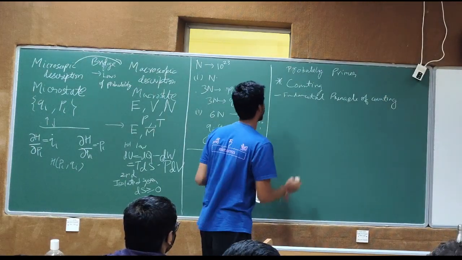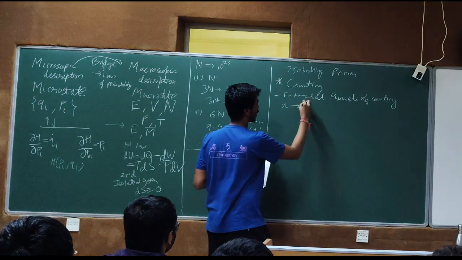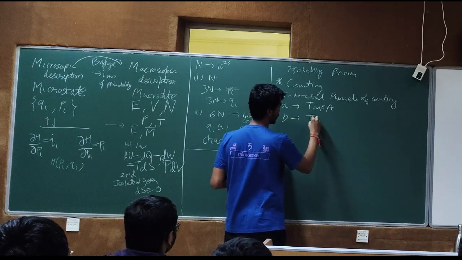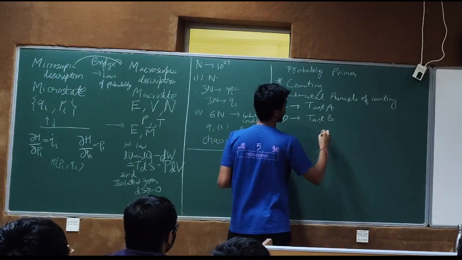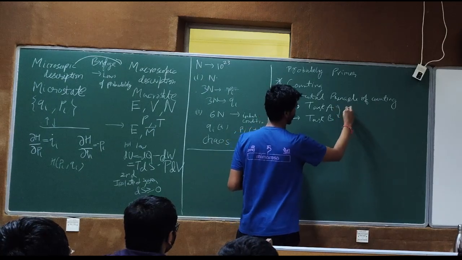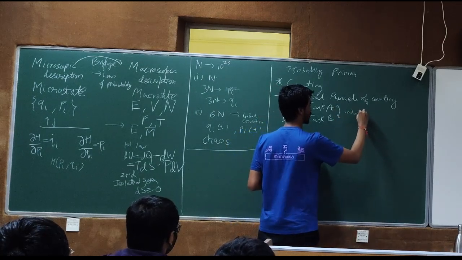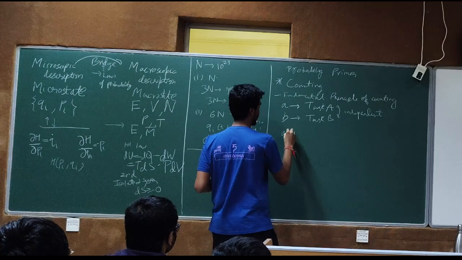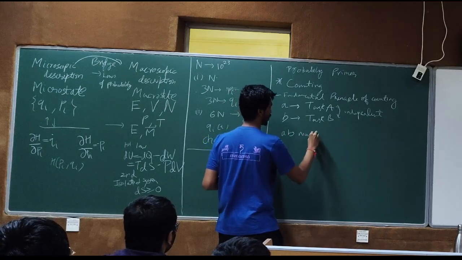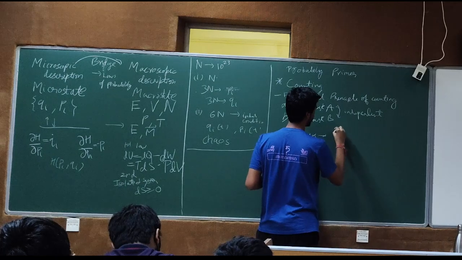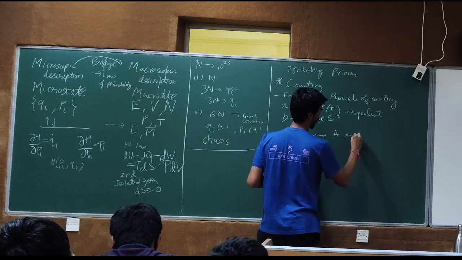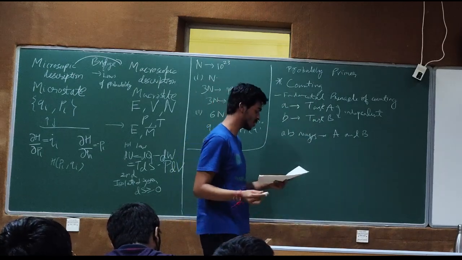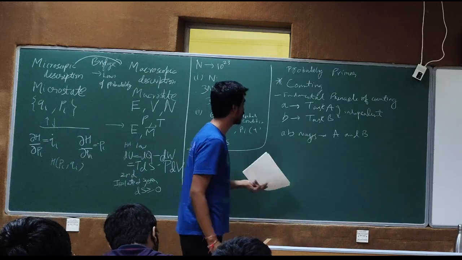This states that if you have A ways to do a task A and B ways to do a task B, and these two are independent tasks, then you have A times B ways to accomplish task A and task B. So this is, you can say, the multiplication rule and fundamental principle of counting.